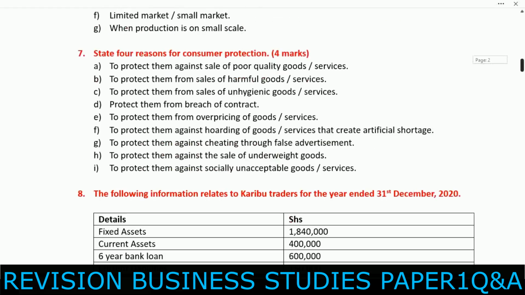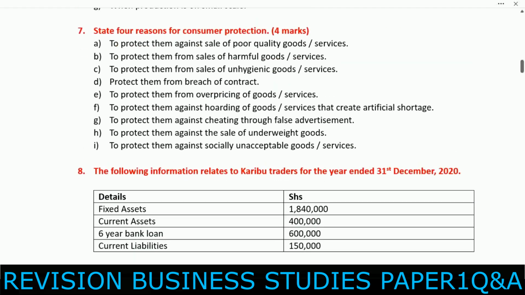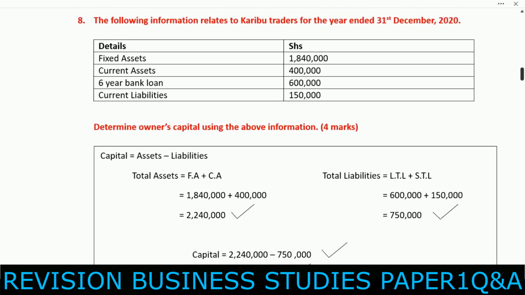We go to question number 7. Next, to protect them from overpricing of goods and services. The next, protect them against hoarding of goods or services that creates artificial shortage. Next, to protect them against deception through false advertisement. To protect them against the sale of underweight goods. Next, to protect them against socially unacceptable goods and services.